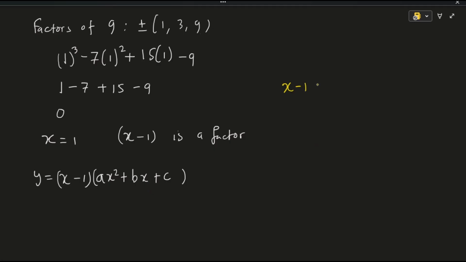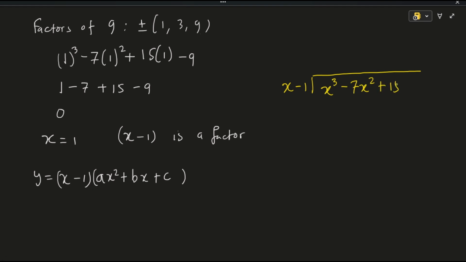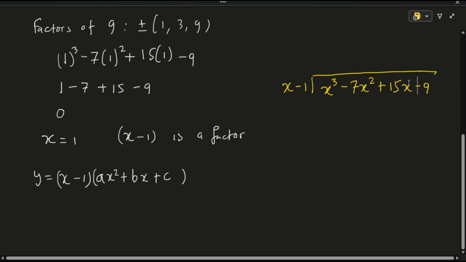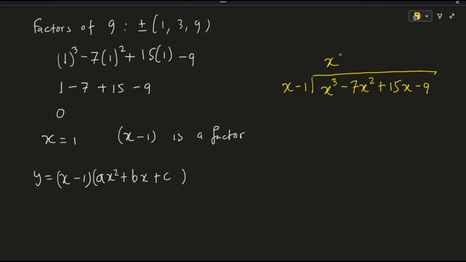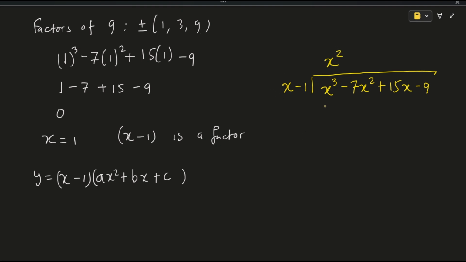So we have this factor, and we have the function here. Now, the function is the dividend, and this factor here is the divisor. So we're going to focus on the first term of the dividend and the first term of the divisor. We divide the first term of the dividend by the first term of the divisor, and we are going to get, then we multiply this quotient with the divisor, and the product, we write it here.